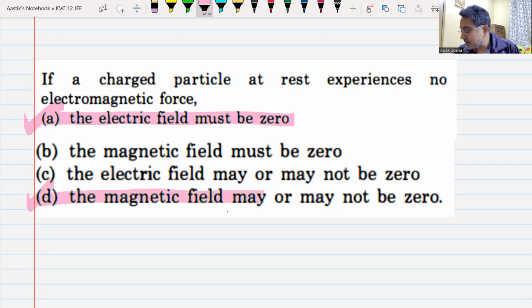Option D is also correct. The magnetic field may be zero, may not be zero. If it is zero, then the force will be zero. If it is not zero, the velocity is zero, so it will not experience any force. And therefore, A and D, rasmalai and gulab jamun, both the options are correct.